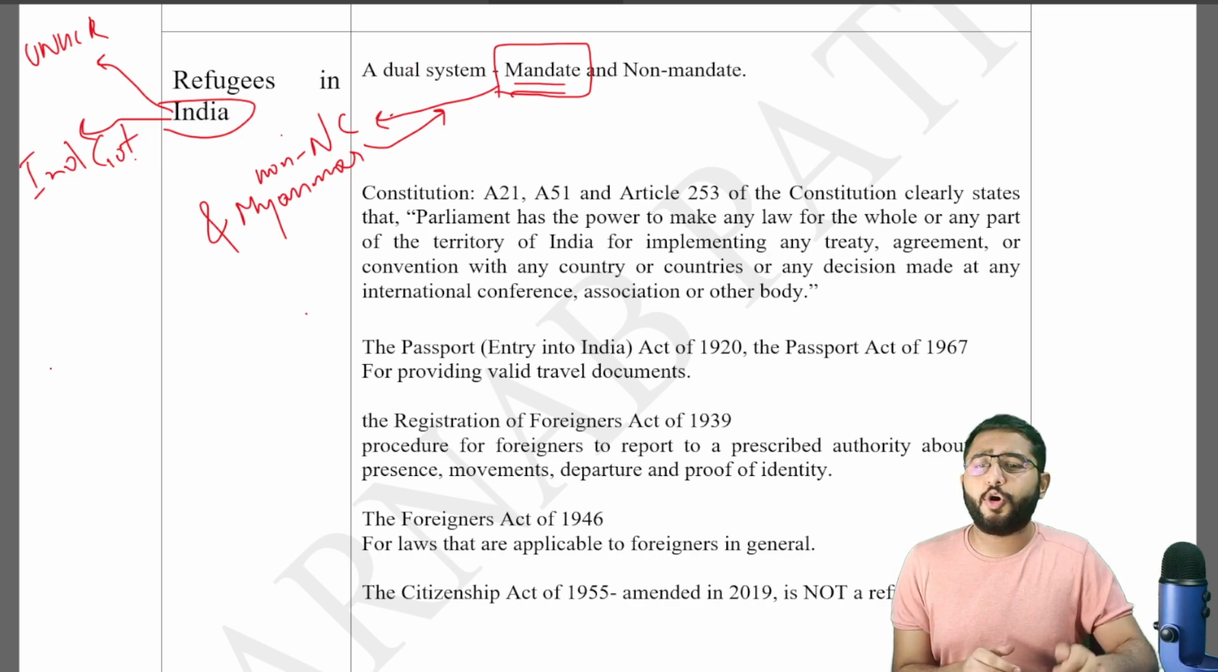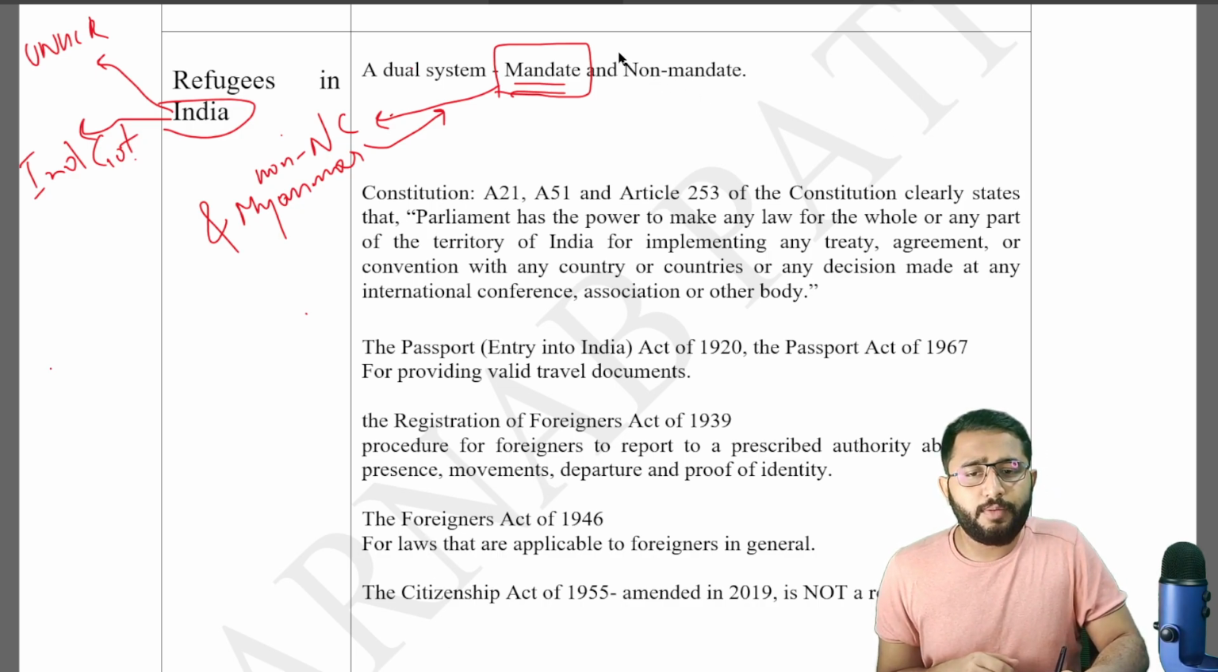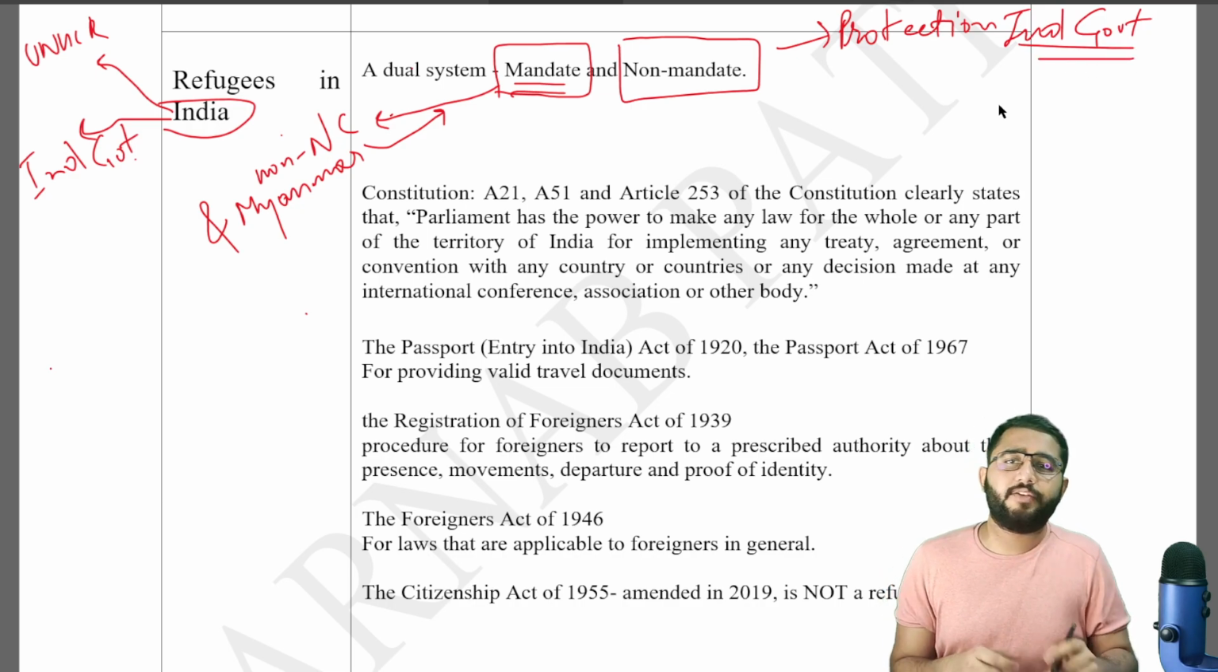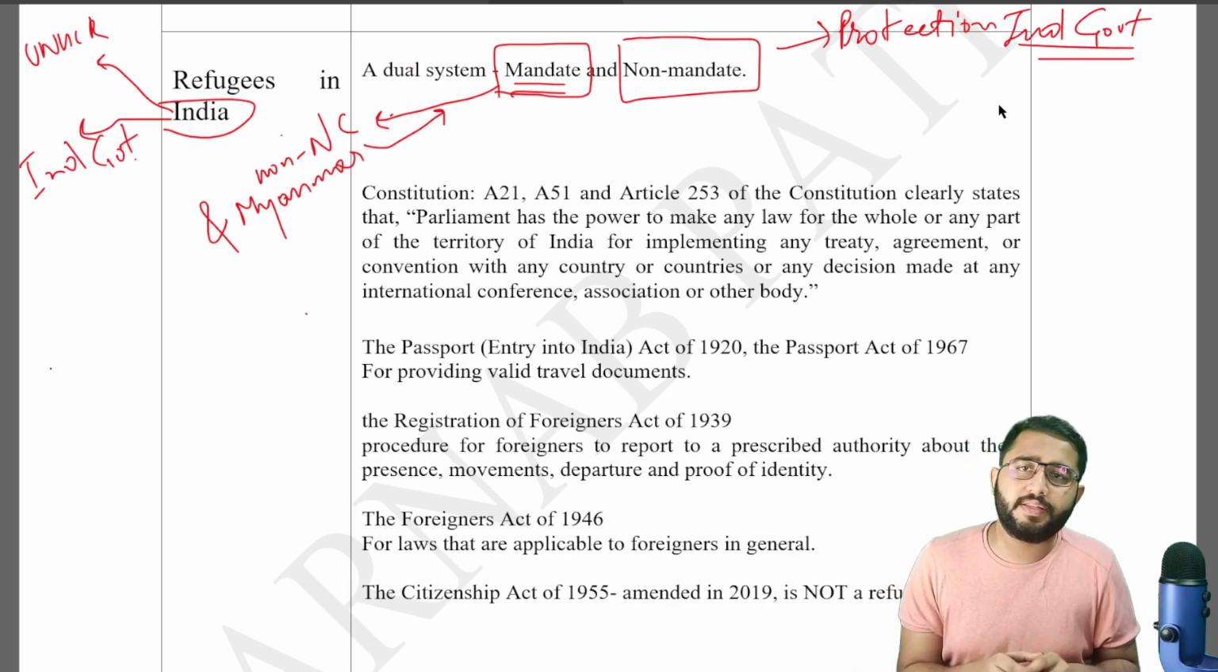And then who are these non-mandate people? The non-mandate people are the people who are given protection by the Indian government. Now, if they are given protection by the Indian government, they don't have a requirement to go to UNHCR.